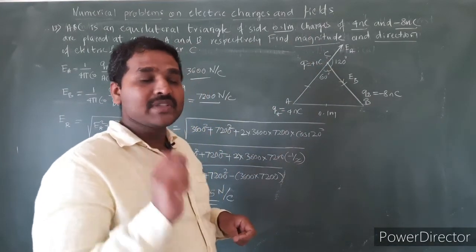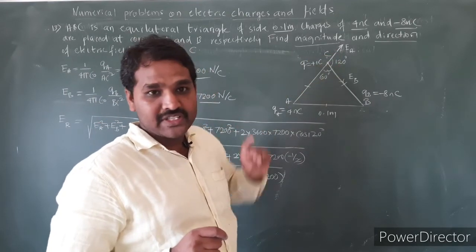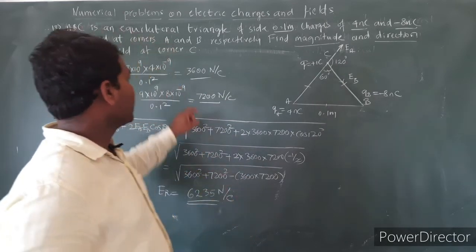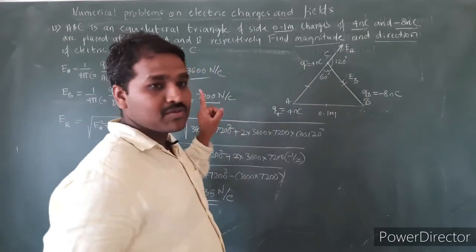Okay, but in previous problem we had both electric field EA and EB equal to each other, but you can clearly observe here EA is 3600, EB is equal to 7200.